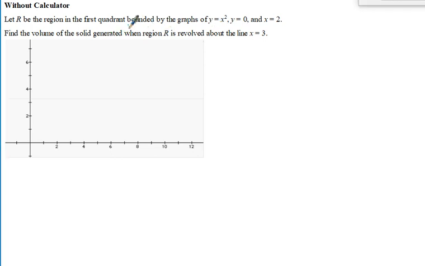So that's the boundary of them. y equals x squared, y equals 0, and x equals 2. Okay, so let's sketch those first. Let's start with the easy ones.